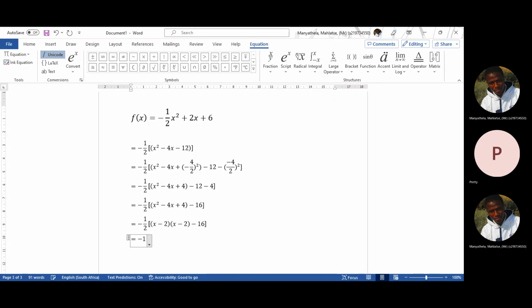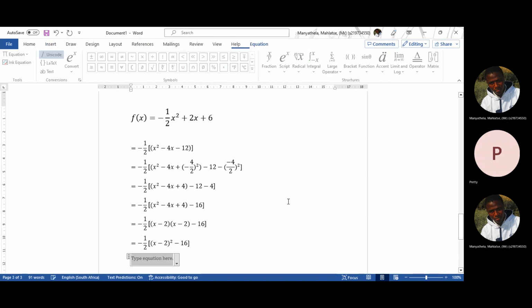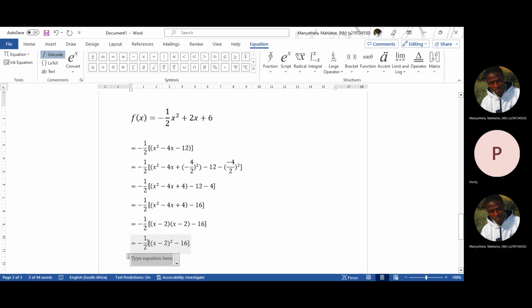Over minus 1 over 2, into (x minus 2) squared, because the bracket is the same. Minus 16. So the final step here is that we multiply the whole equation by minus 1 over 2. When you multiply by minus 1 over 2, you multiply the square bracket, it closes, and it remains attached to what is inside the round bracket.